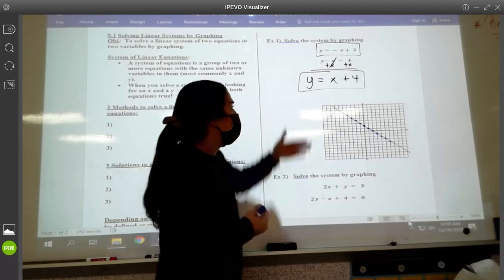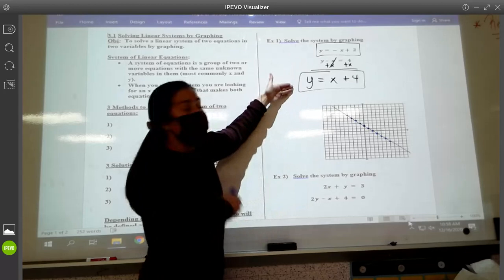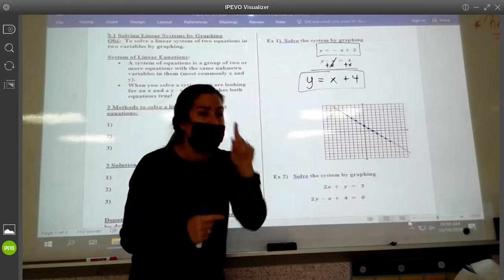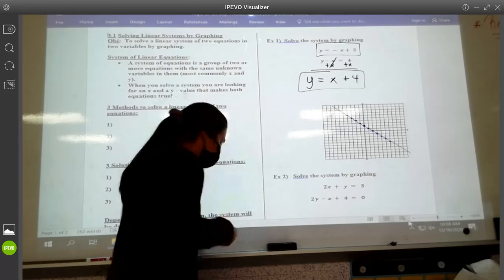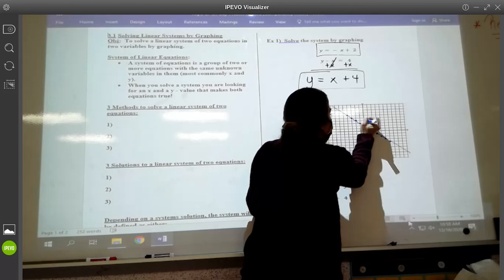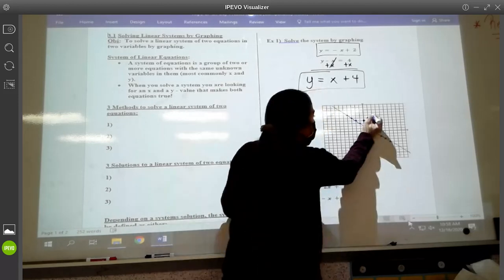I want the x and y value that make both of these equations true. So now let's graph this line, see what points make it true, and then we'll find the one where they meet, the one point they have in common, the one point that will make both equations true. All right, so I'm going to go up 4, and then this one has a slope of 1 over 1, so I'm going to go up 1, right 1, up 1, right 1.